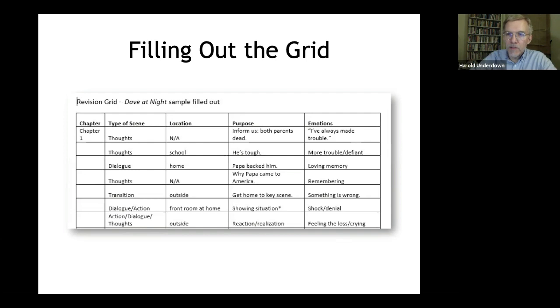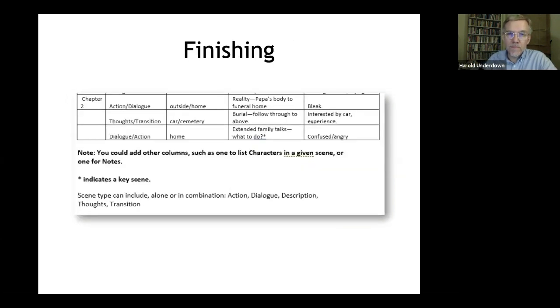Then moving on from there to the second chapter, a little bit of a different setup. The first scene continues the action from the end of the first chapter. They go back home again from the park, and they get home and Papa's body isn't there. And Dave's reaction at first is that, oh, he got up. No, he's gone. He's been taken to the funeral home. And it's a very bleak moment.